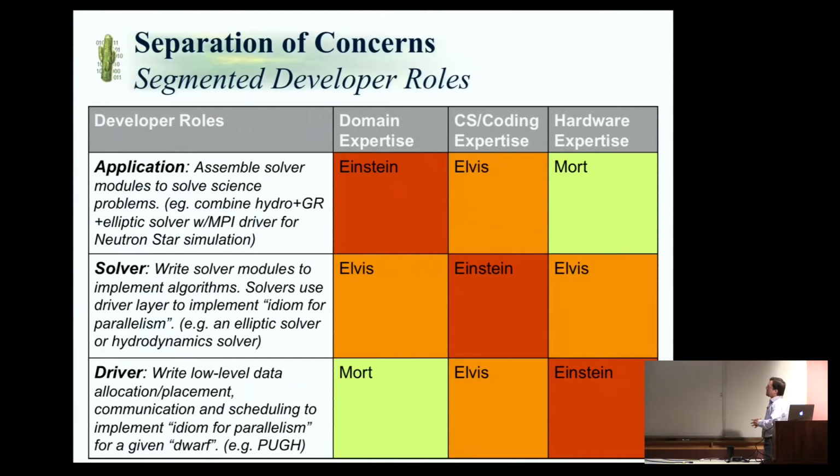Now, talking quickly about separation of concerns. These are your developer roles. These names come from an old Microsoft report. Einstein is an expert in what they do. Mort is an idiot, and so you just don't want them messing with your stuff. And Elvis can dance, which means they're conversant in that particular piece of code.